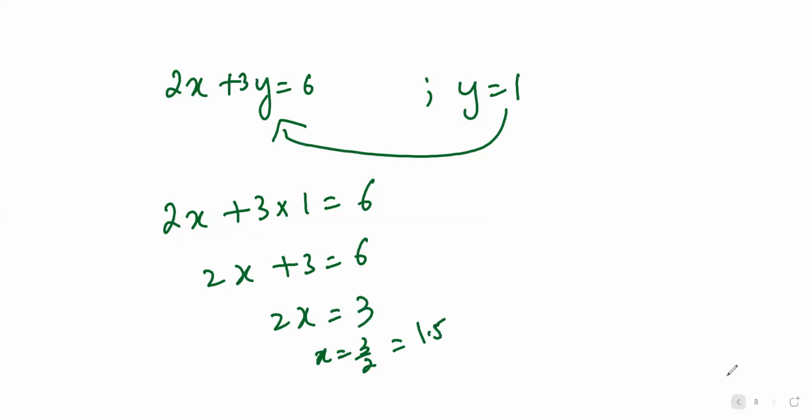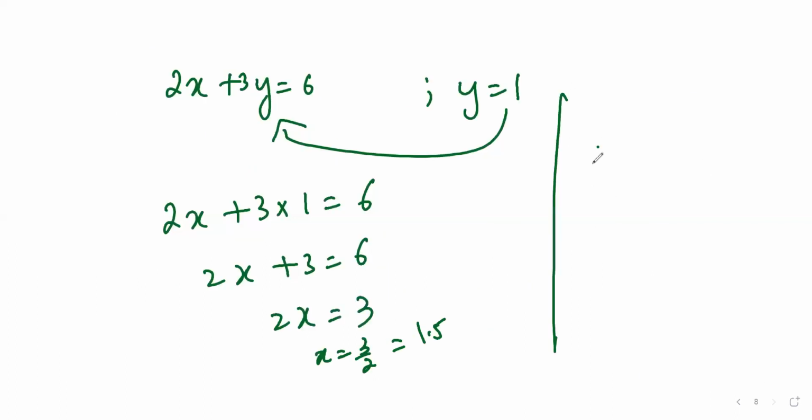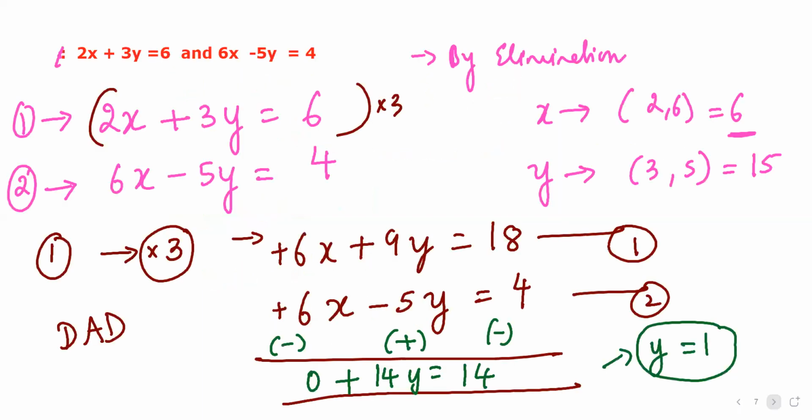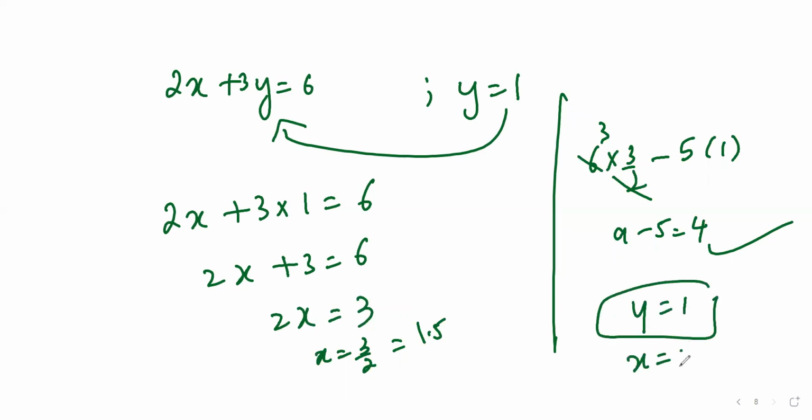Okay. So you can always cross check, isn't it? See, if you look at equation 2, for example, 6x, 6 into 3 by 2, minus 5y. Minus 5 into what is y? 1. So 2 3s are 6, 3 3s are 9, minus 5 is 4. See, it satisfies the equation. So the answers are y is 1 and x is 1.5.